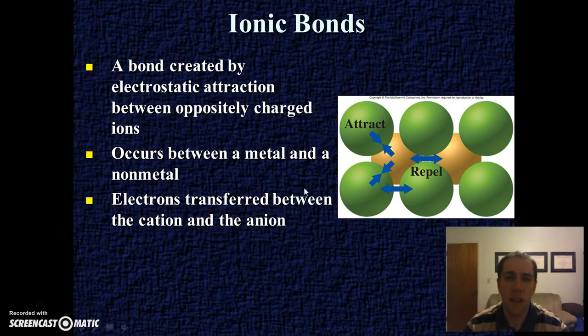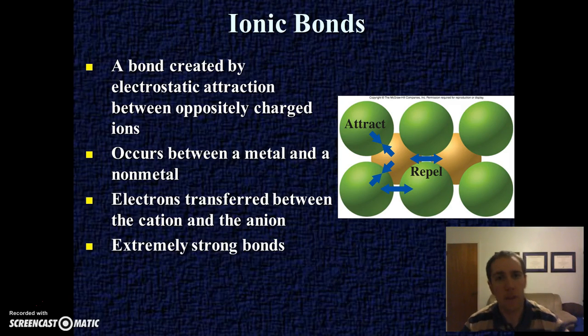In this case, the electron is actually transferred. It's transferred from the cation, which is the metal, to the anion, which is the negative nonmetal. It's transferred meaning it's no longer with the cation, it completely goes over to the anion. And we'll see how that's different in a covalent bond. Ionic bonds are extremely strong. That cation that gave up the electron doesn't want to leave it. It didn't want it to begin with, but it also doesn't want to leave it once it gave it over to the nonmetal.